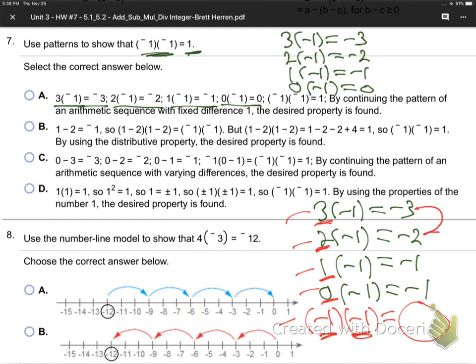Negative 3, negative 2, negative 1. Whoops, I put the wrong answer here. It's important to have the right answer if we follow the pattern. 0 times anything is 0. There we go. Anyway, what's happening every time? How do you get from negative 3 to negative 2? You go up 1. Negative 1, you go up 1. 0, you go up 1. So one more time, go up 1. You've got to be positive 1. Look at that. Two negatives do multiply to be positive 1 just based upon the pattern. That's what A is saying. The other ones are not the right pattern.